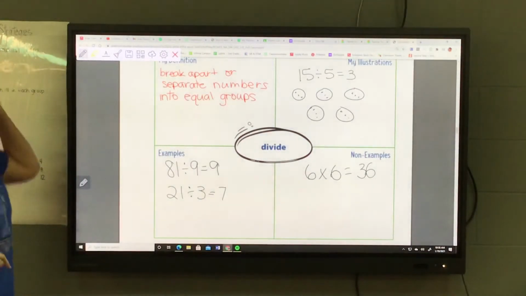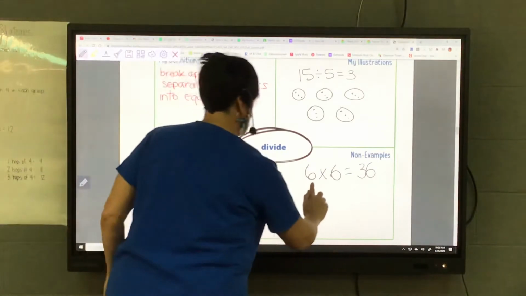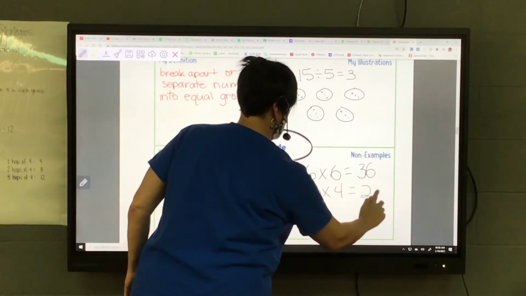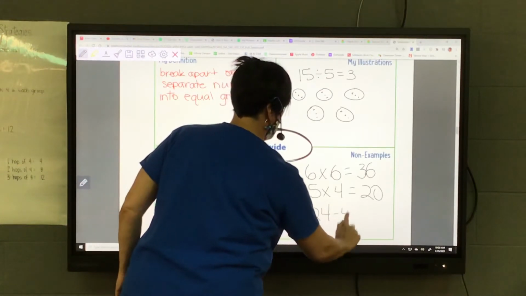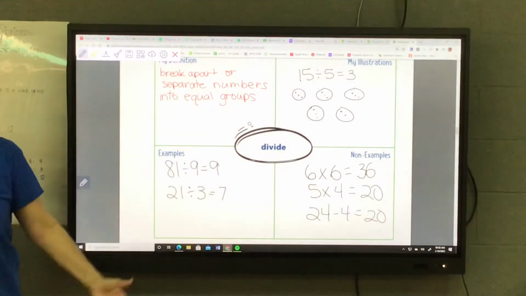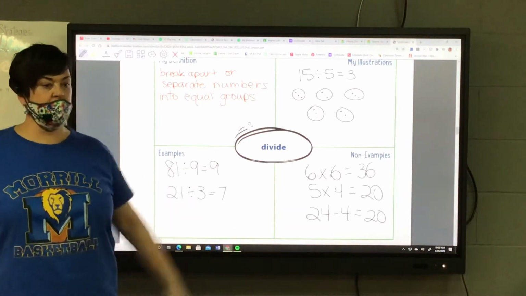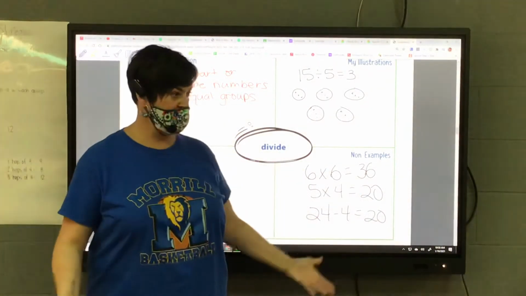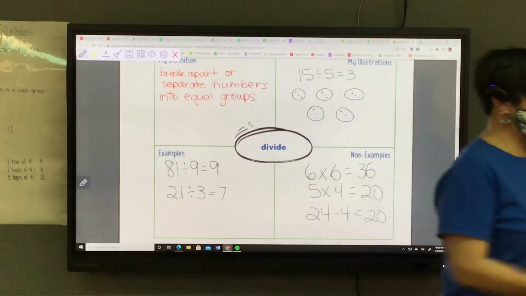Haley? 5 times 4 equals 20. Correct. Is this a non-example? 24 minus 4 equals 20? Yeah, that would be a non-example. If I added something together, that would be a non-example. Okay, do you have all of those?